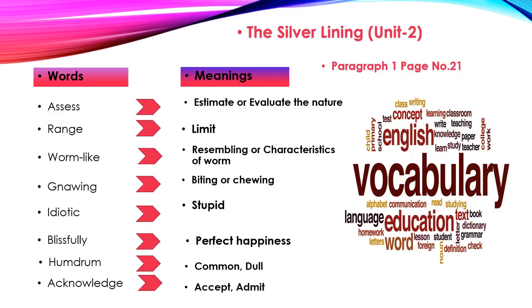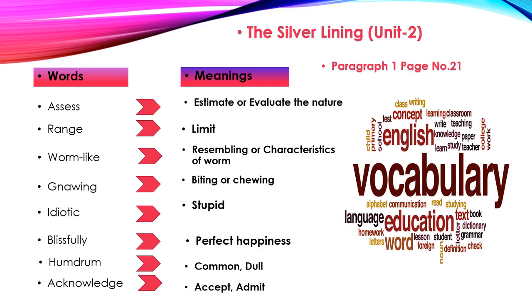Dear students, here are some difficult words from paragraph 1 with their meanings. These words will help you to understand the text more vividly. Let's read the words with their meanings. Assess, it means estimate or evaluate the nature. Range, it means limit. Worm-like, it means resembling or characteristic of a worm.